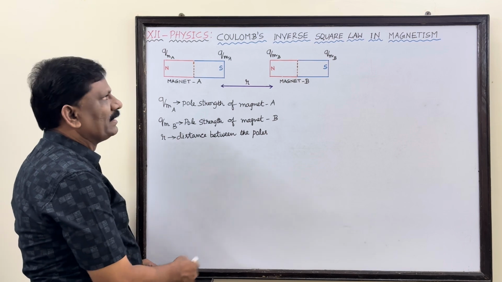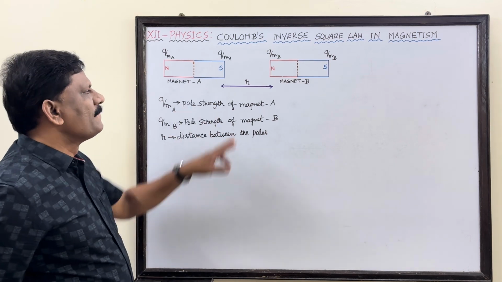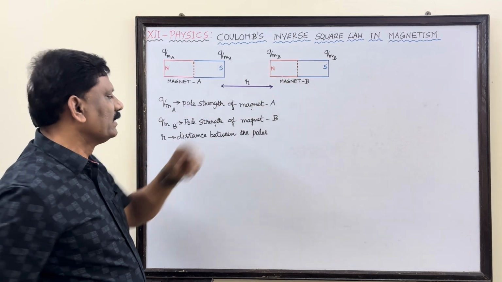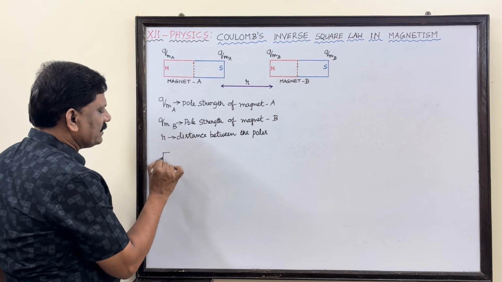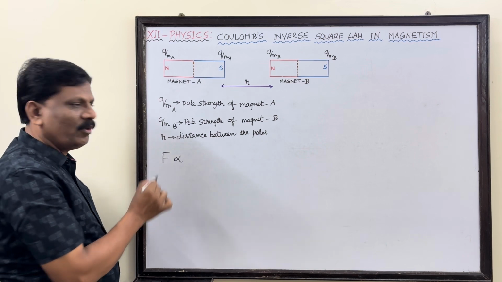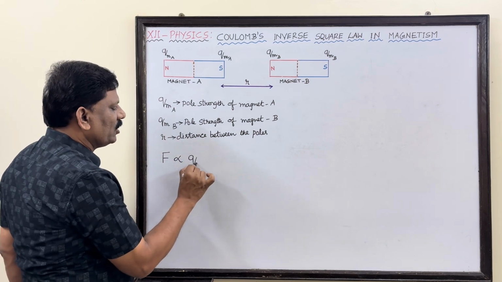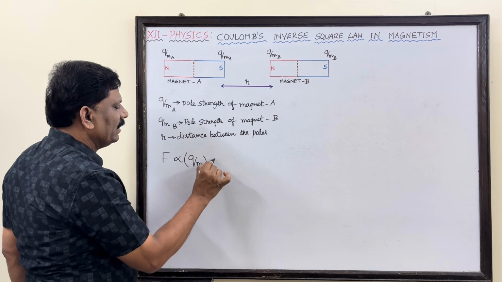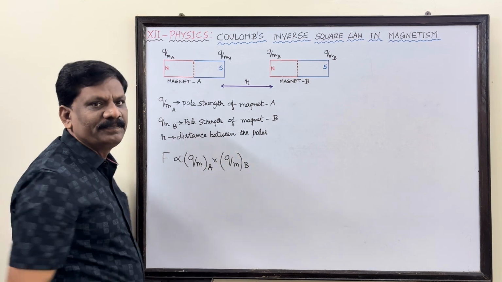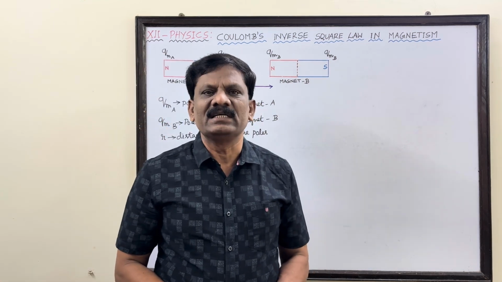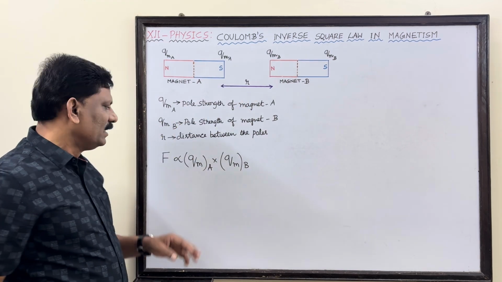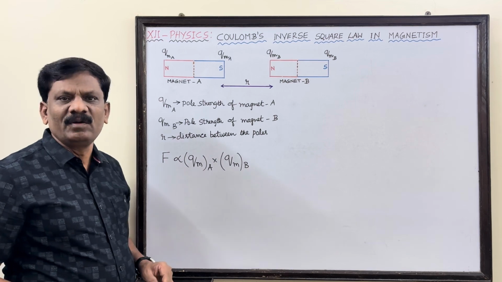Now, as per the statement of Coulomb's inverse square law, the attractive force, in this case between the south pole and the north pole, let us take the force F. It is proportional to the product of the pole strengths: the pole strength QM of the magnet A multiplied by the pole strength QM of the magnet B. This is the first part of the statement, which says that the force of attraction or repulsion between any two magnetic poles will be directly proportional to the product of their pole strengths.